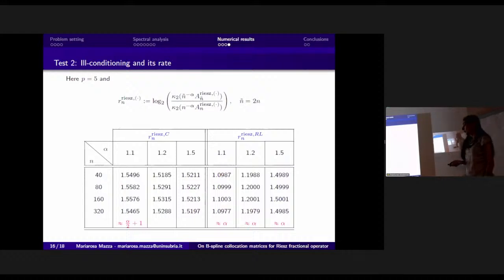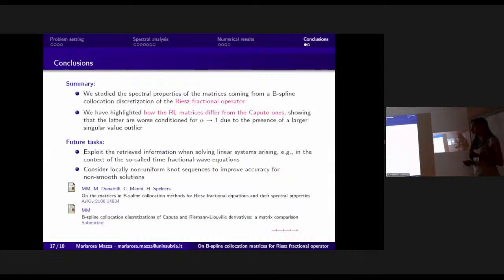Okay, final table. Here I'm just showing the conditioning rate for the table in the previous slide. And you see that for Riemann-Liouville matrices, the conditioning rate is just alpha as expected, while for Caputo matrices, it is always greater than alpha. And actually, it seems to go as alpha divided by 2 plus 1 for alpha close to 1.